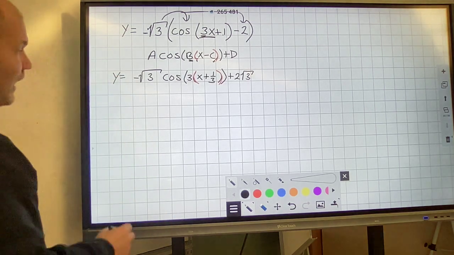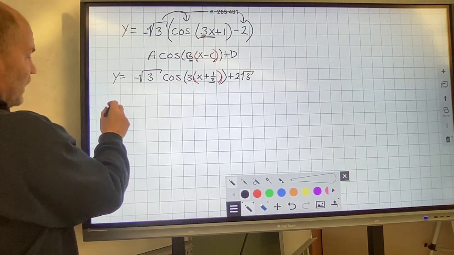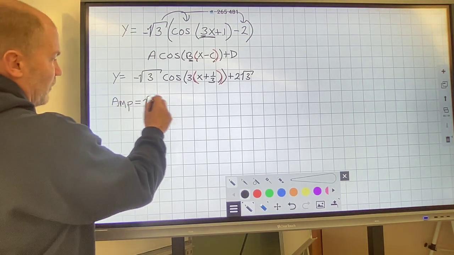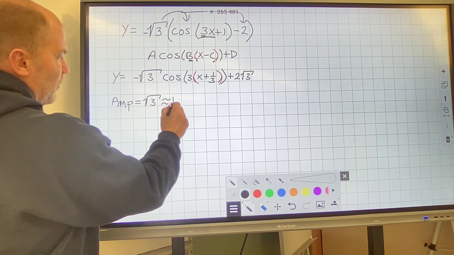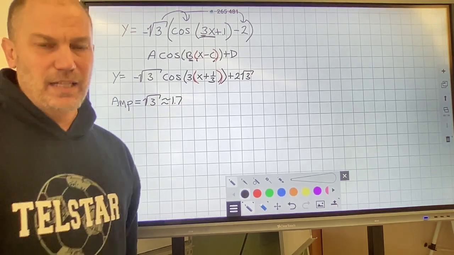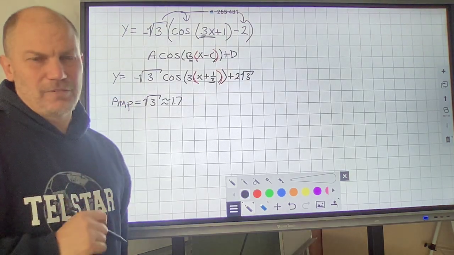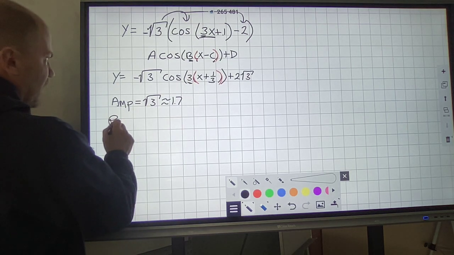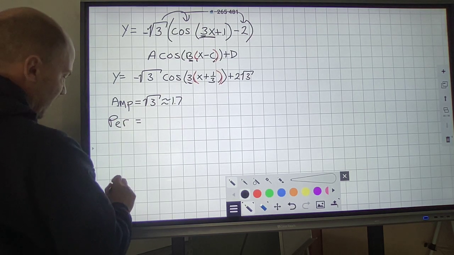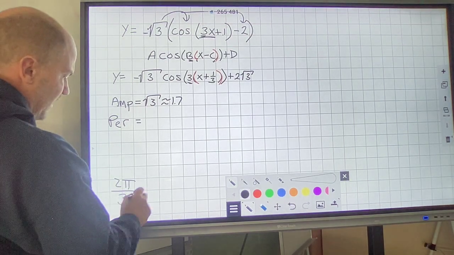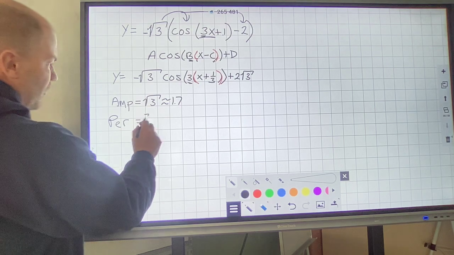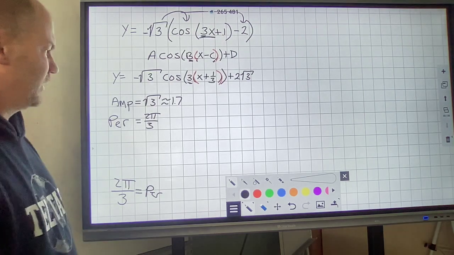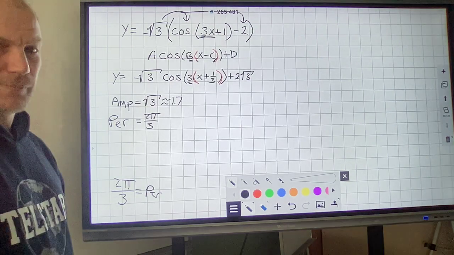So now I'm going to make my list. I tend to just work left to right. So I'm going to deal with my amplitude. My amplitude is square root of 3, which is approximately 1.7. I only need the approximate because I want to have it on the graph relatively to scale. Then I'm going to realize that B is 3. So I'm going to come down here and go 2 pi divided by b. That is my period. That's that little formula we need to know. It's 2 pi divided by 3.